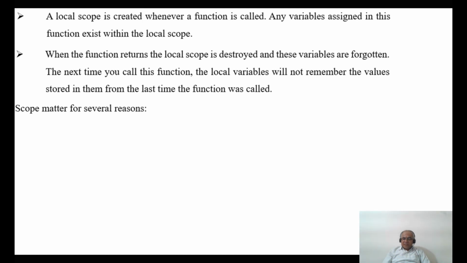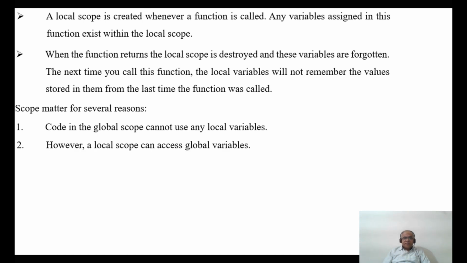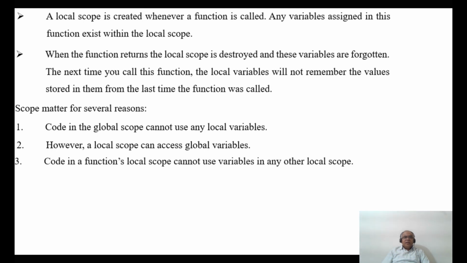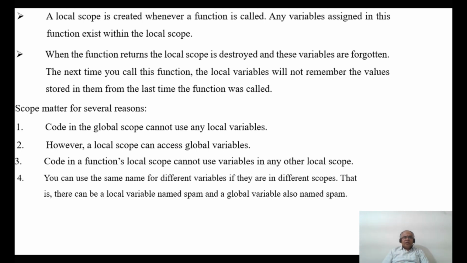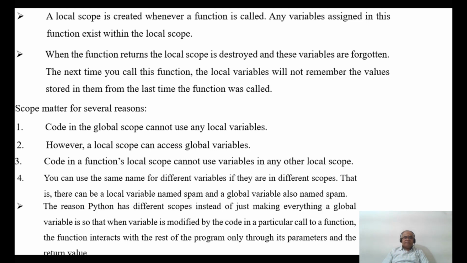The scope matters for several reasons. One, code in the global scope cannot use any local variables. However, a local scope can access a global variable. Code in a function's local scope cannot use variables in any other local scope. And you can use the same name for different variables if they are in different scopes. That is, there can be a local variable named spam and a global variable also named spam.